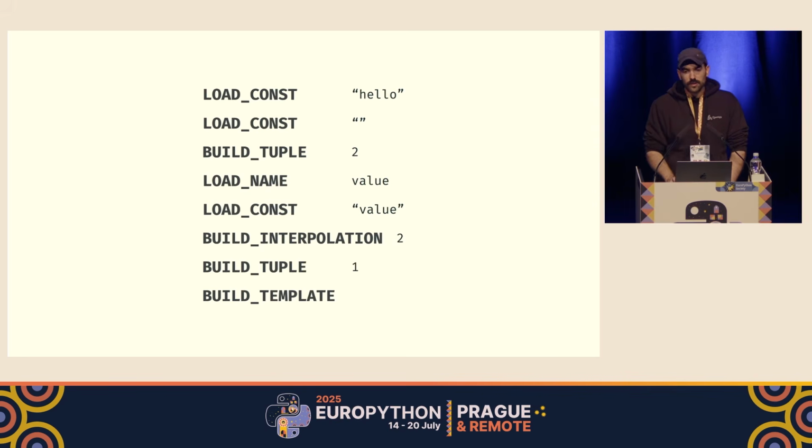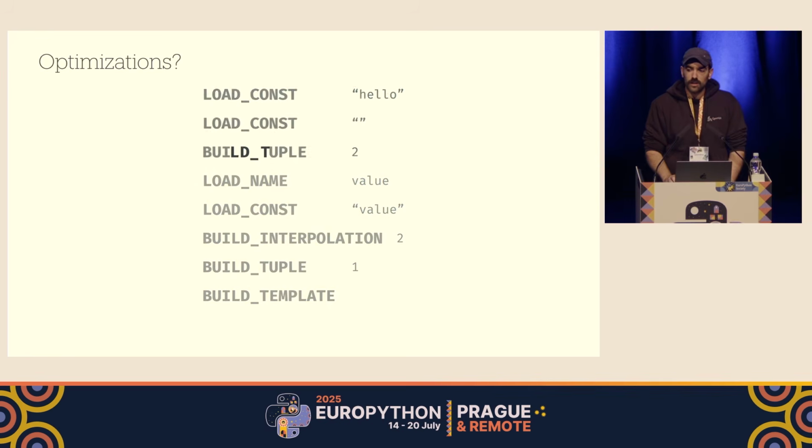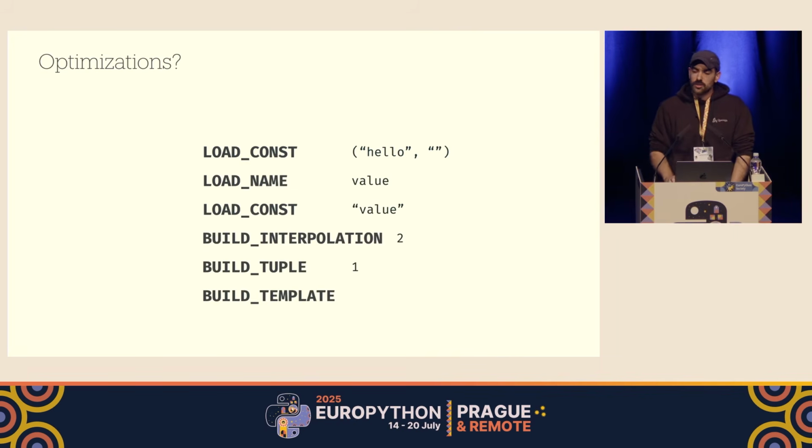The compiler also does some optimizations here. For example, if you see the first instruction, that's always a constant. So instead of doing 2 load consts and a build tuple, it actually does a load const of the tuple itself, because it's always the same tuple, so it knows to optimize that. I'm not gonna go into further optimizations. There's some stuff that's done here, but this is a good high-level overview of what the bytecode for a t-string will look like.